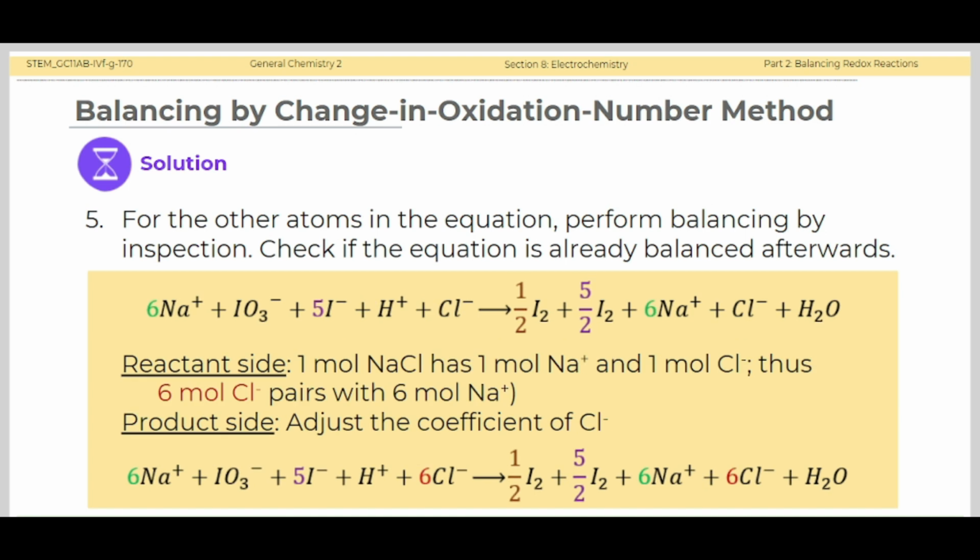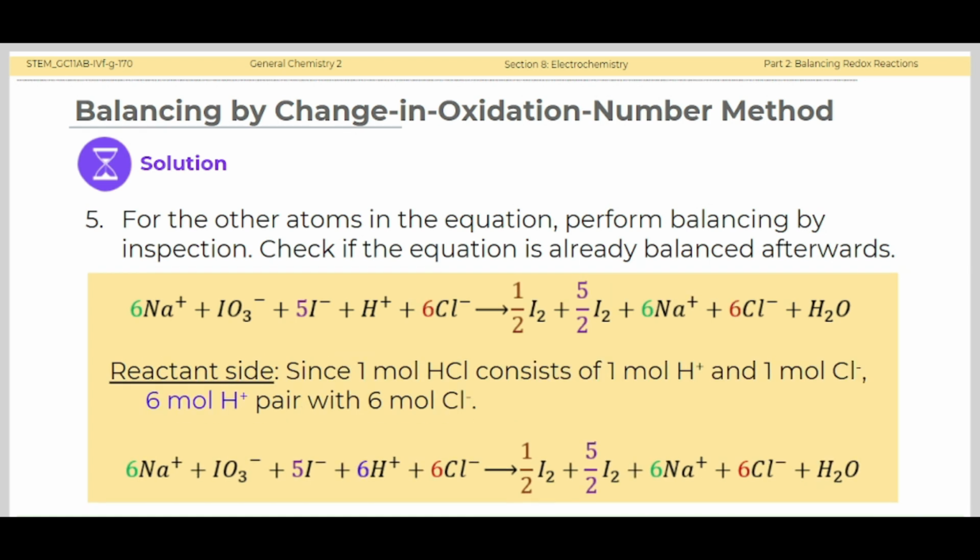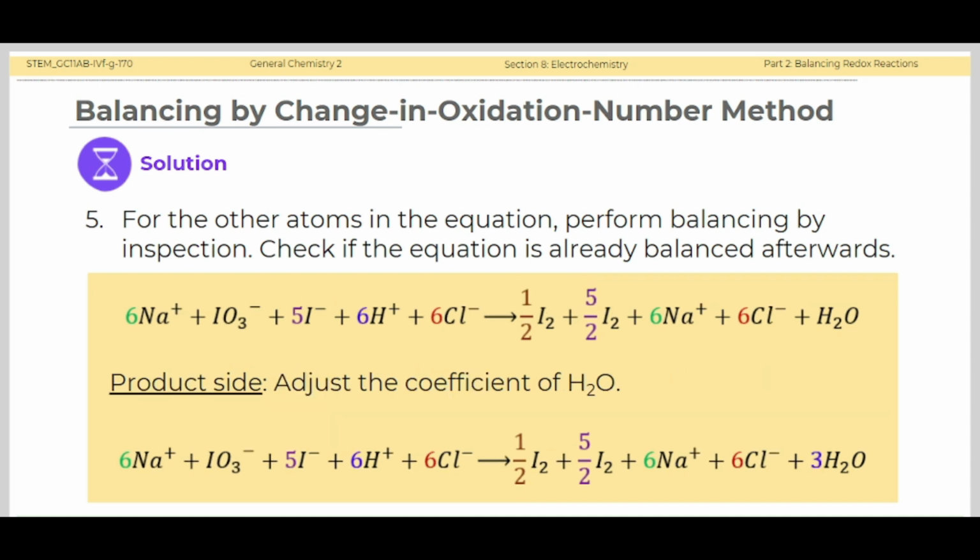Reactant side, 1 mole of sodium chloride has 1 mole of sodium ion and 1 mole of chloride ion. Thus, 6 moles of chloride ion pair with 6 moles of sodium ion. Product side, adjust the coefficient of chloride ion to 6. Reactant side, since 1 mole of hydrochloric acid consists of 1 mole of hydrogen ion and 1 mole of chloride ion, 6 moles of hydrogen ion pair with 6 moles of chloride ion. Product side, adjust the coefficient of water to 3.